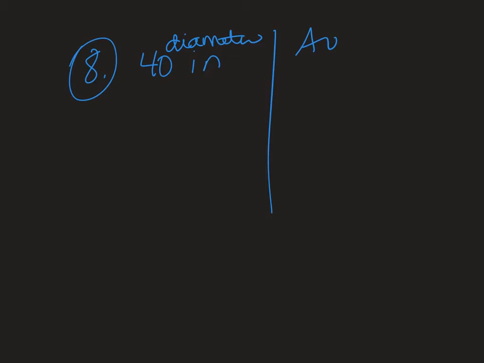Number 8, your answer is 40 inches for the diameter underneath that column. And then the area of that circle, number 8, is 1,256 square inches.